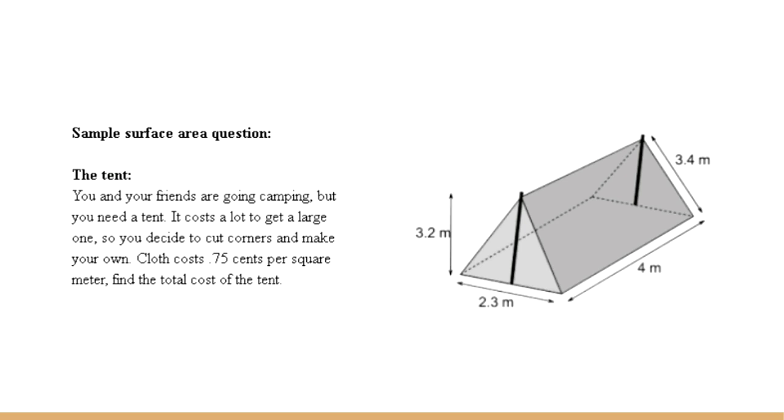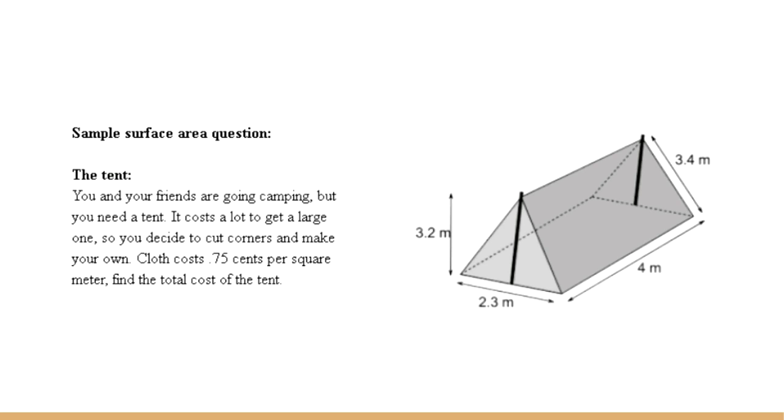For an example, I only really have one big example. All the rest have just been walking you through how to find the surface area of shapes. So this is the tent problem that you might see on tests or other places. You and your friends go camping, but you need a tent. It costs a lot to get a large one, so you decide to cut corners and make your own because it's a lot cheaper. Cloth costs 75 cents per square meter, and you need to find the total cost of the tent.